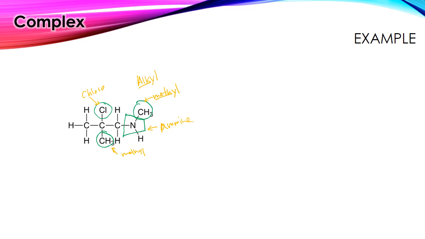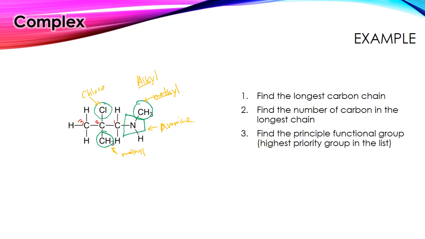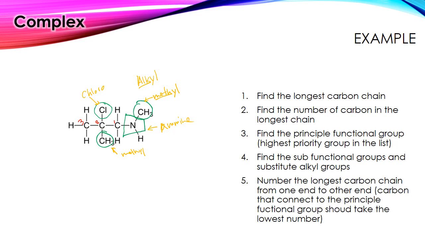Now let's find the longest carbon chain. Here, as you know, the longest carbon chain contains 3 carbons, 1, 2, 3. Why did I put 1 on that carbon? Because as you know, the principal functional group should get the lowest carbon number. Therefore, when you number this carbon chain, 1 goes to the carbon which is attached to the amine group. Then second, find the number of carbons in the longest chain.